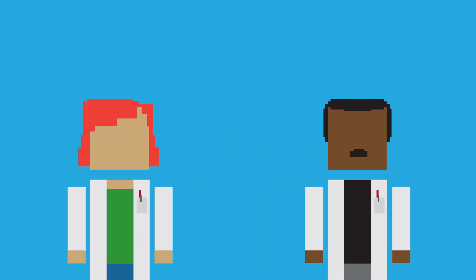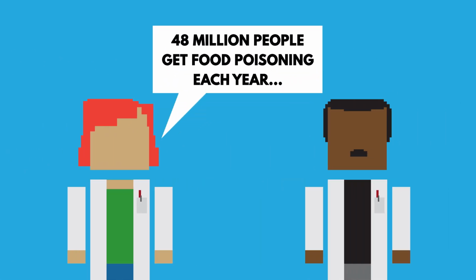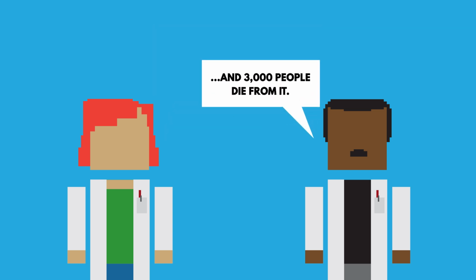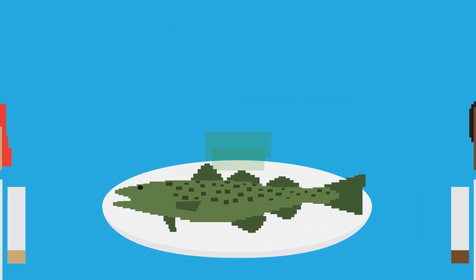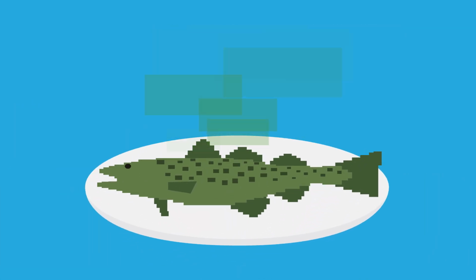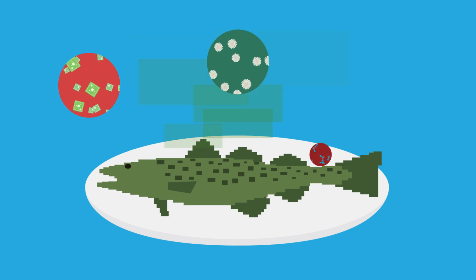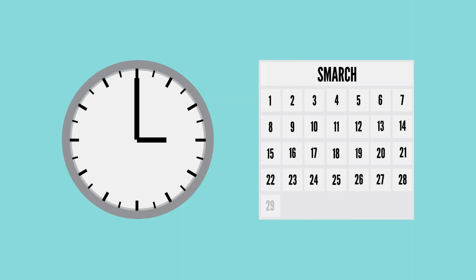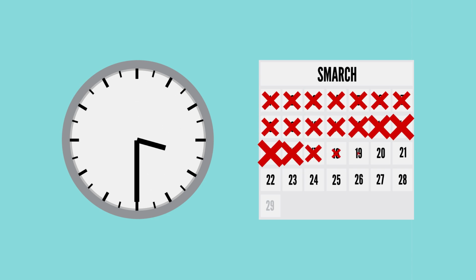The CDC estimates that 48 million people get food poisoning each year, and 3,000 people die from it. There are over 250 different types of foodborne illnesses, caused by either bacteria, parasites, or viruses. Depending on which illness you have, symptoms can start appearing in just 30 minutes and up to a month later.